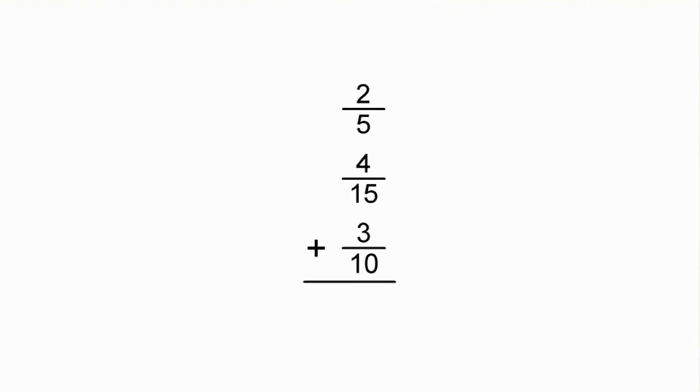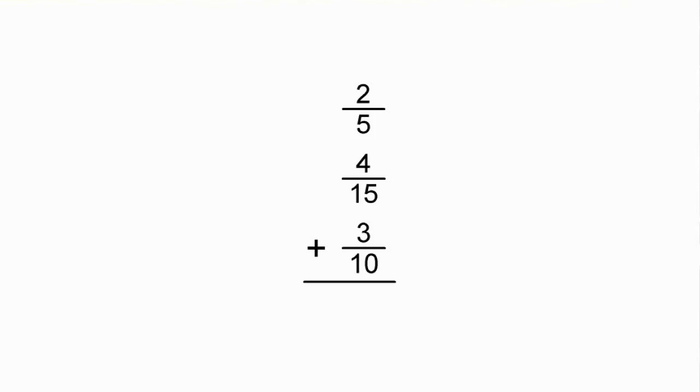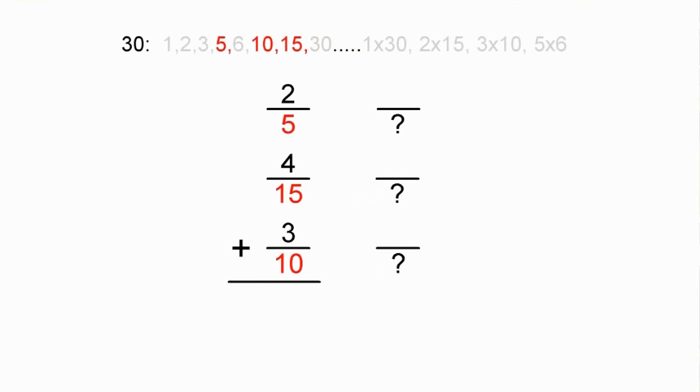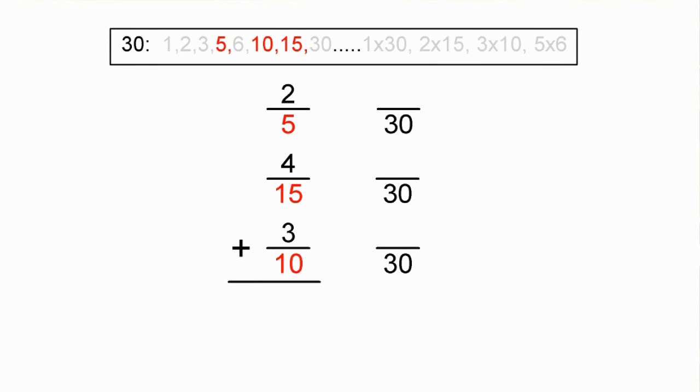Now what if I wanted to add these fractions together? 2/5, 4/15, and 3/10. Irving, can you do this? It's easy now that I have these multiplication tables. I have to find the first number that has divisors 5, 15, and 10 in it. 30 is the first number that has all of those divisors in it, so I have to raise all 3 fractions up to 30 to be able to add them together.